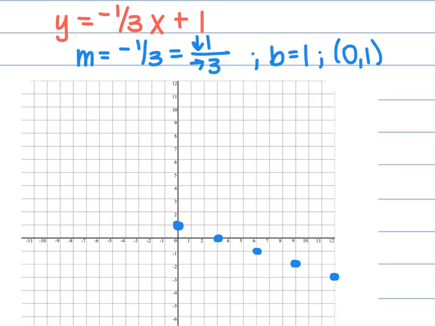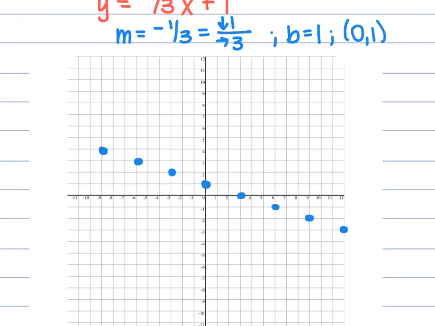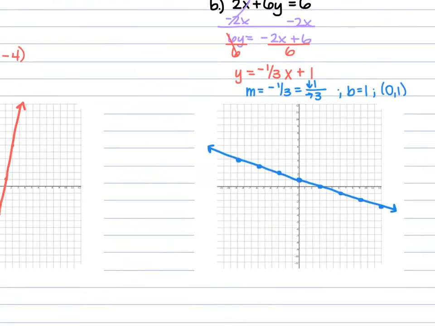We could also go up 1 and to the left 3. Up 1 to the left 3. And then we would just draw our line through those points, making sure there's arrows at the top and bottom of that line, and we're good.